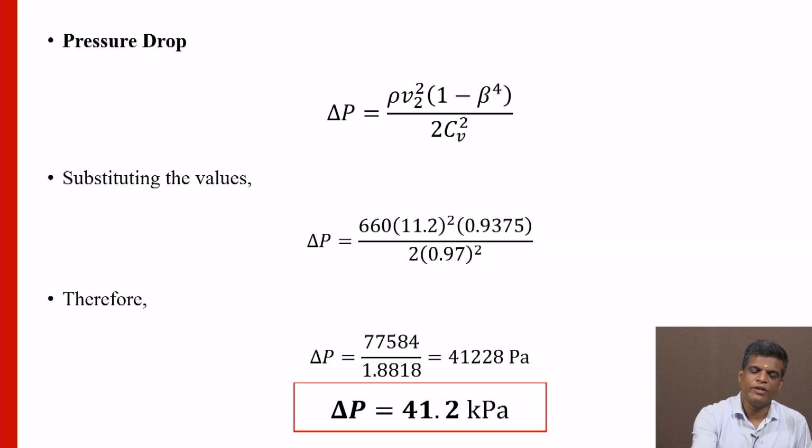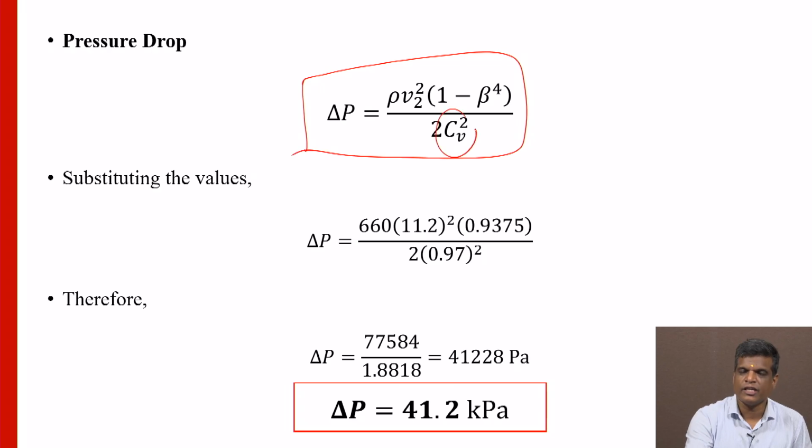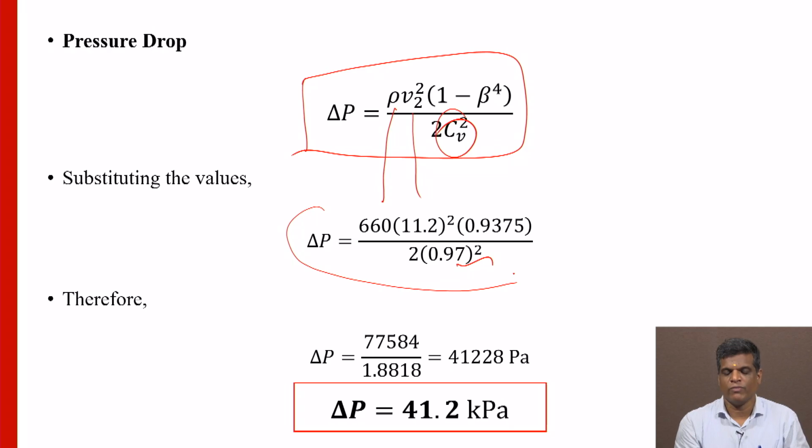Once this is done, then we can calculate the pressure drop. There is a Venturi coefficient, which the problem itself has already given as 0.97. So the densities are here, then the velocity. From here we can get the value of the pressure drop, which is 41.2 kilopascal.